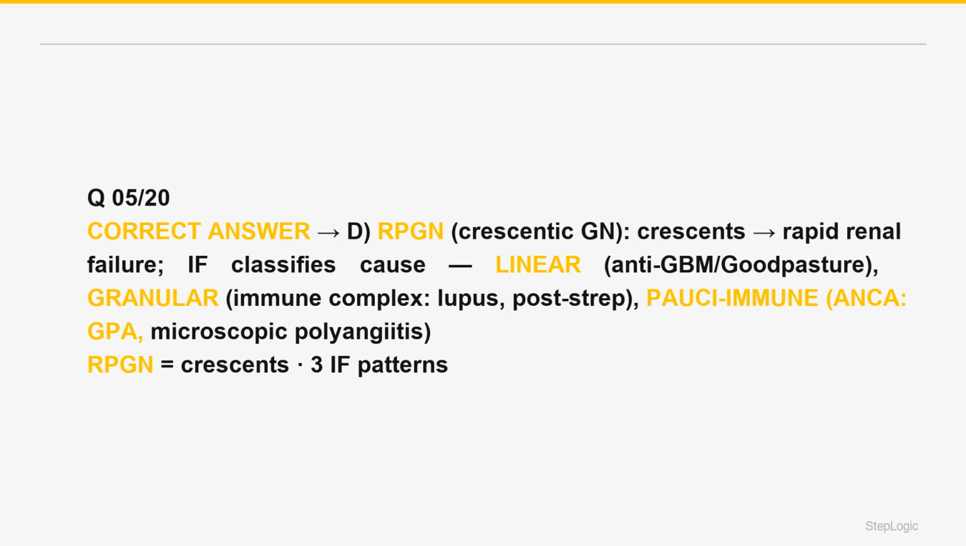Treatment is urgent immunosuppression: steroids, cyclophosphamide, and plasmapheresis for anti-GBM. Crescentic GN is classified by IF: linear for anti-GBM, granular for immune complex, and pauci-immune for ANCA.